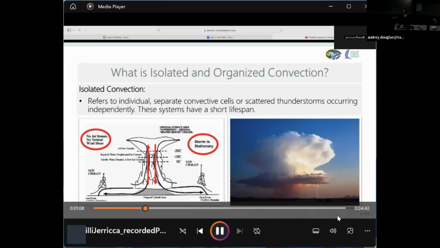The picture there is an example of what this storm would look like in real life. It's just like an isolated, random little pop-up thunderstorm. We see these a lot in the summer here. So these are the type of storms that I'm talking about when I talk about isolated convection.